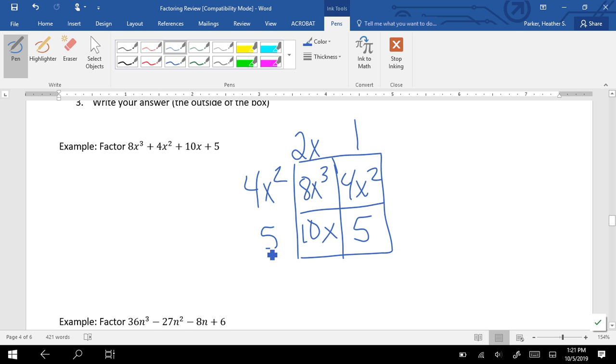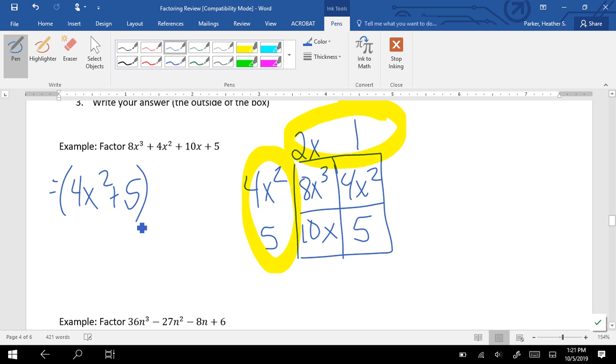Now if you re-multiply, you'll see that this all works out perfectly. 2x times 4x squared is 8x cubed. 1 times 4x squared is 4x squared. 2 times 5 is 10x. 1 times 5 is 5. So our answer comes from outside the box, right there and right there. It's going to be 4x squared plus 5. Those have to go together. They're on the same side. And then 2x plus 1.